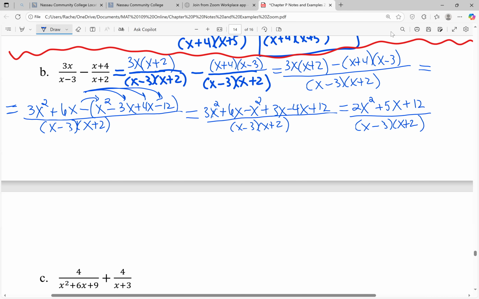So a times c in this case would be 2 times 12, which is 24. So we need to think, okay, are there two numbers that multiply to 24 but add up to 5? And there's not. There's not a pair of numbers that multiply to positive 24 and add up to 5. So the numerator is not factorable, and we can't reduce this any further. So that's going to be our answer.